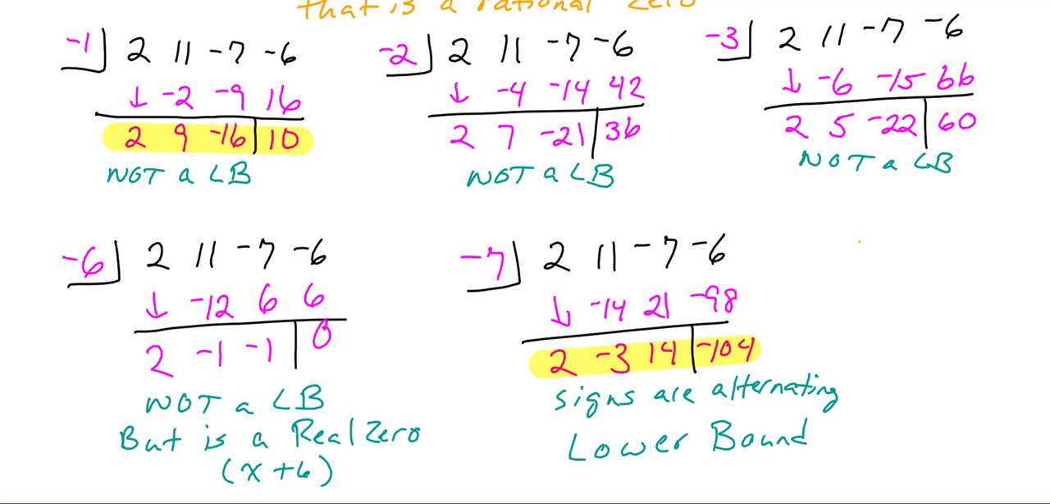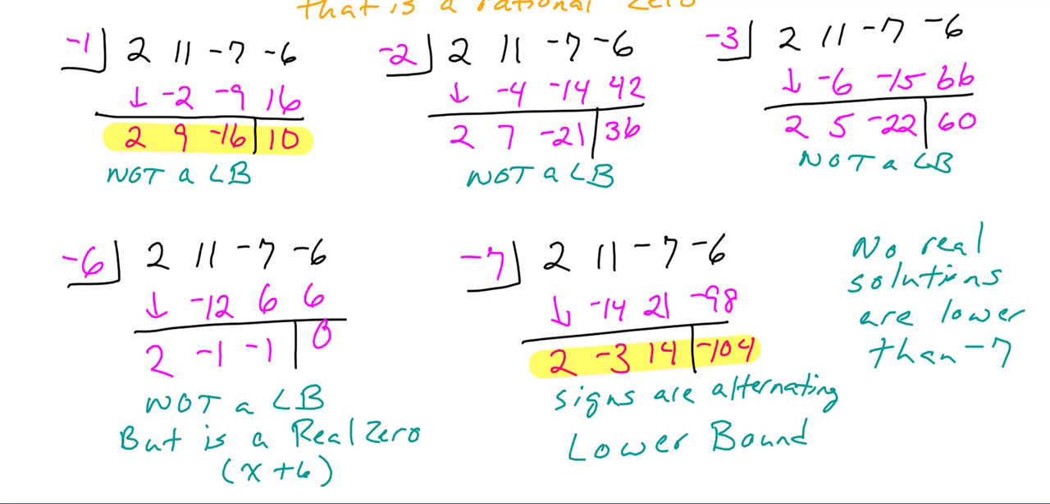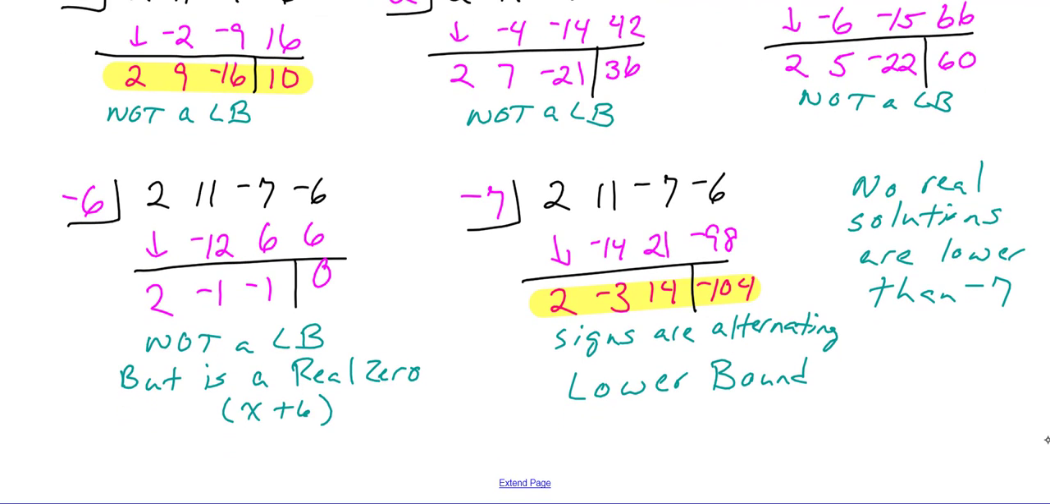Okay, so there are no real solutions or no real zeros lower than -7. Okay, so the answer to our question is our upper bound we said was 1, and our lower bound is -7. Okay, and you're not always going to have to go as long as we did on this, but on this one it just so happened that our one factor was way down at x plus 6, which is -6. Okay.